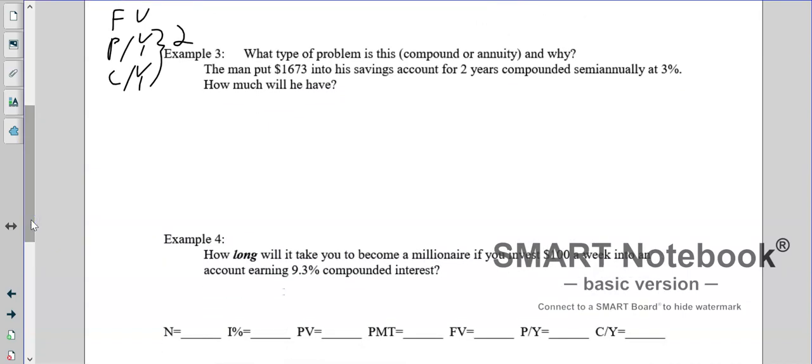Number 3, what type of problem is this? The man put $1,673 into his savings account for 2 years compounded semi-annually at 3%. He put it in one time, and then it's going to be compounded semi-annually. So this is compound interest. All right? So this is going to be almost exactly the same, except the $1,673, that is going to go into PV, not PMT, payment. Okay? Otherwise, the numbers are going to be exactly the same.